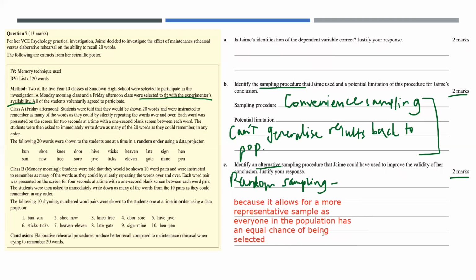So, because it allows for a more representative sample, as everyone in the population has an equal chance of being selected. That's your other 1 mark there, so you got 2 marks for that answer. Any issues with any of these questions that we've looked at? These are not graph questions, but these are the questions leading up to the graph question.